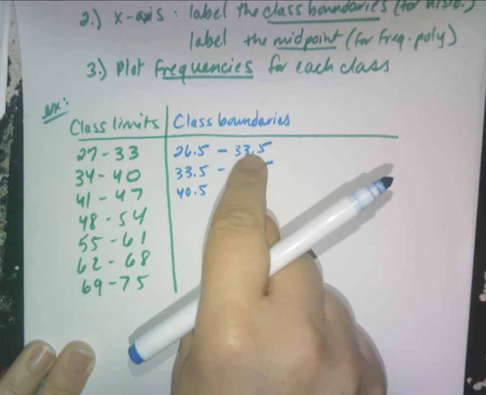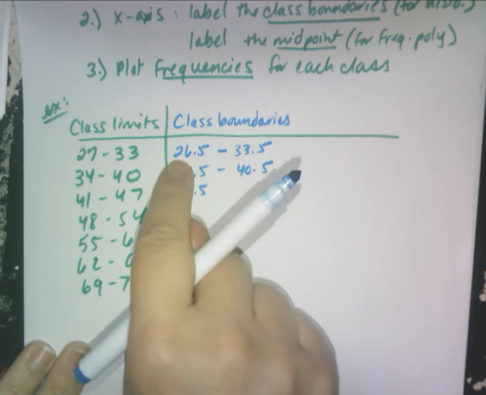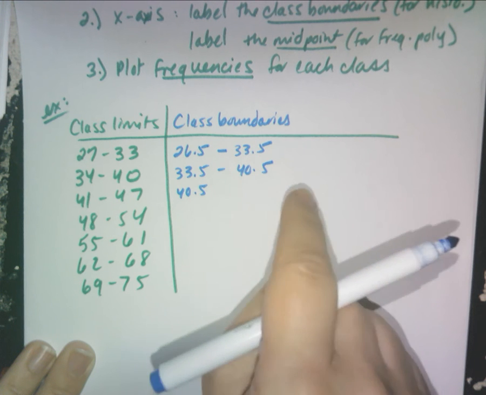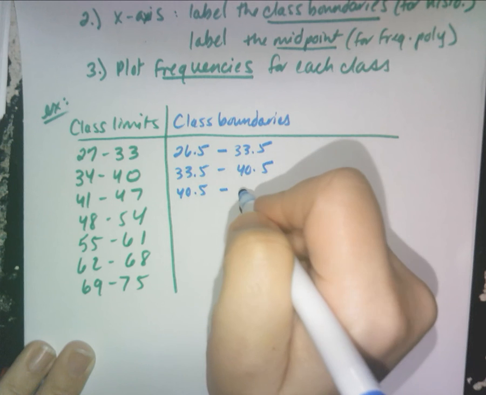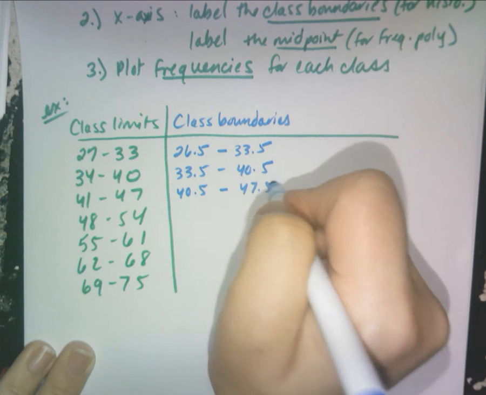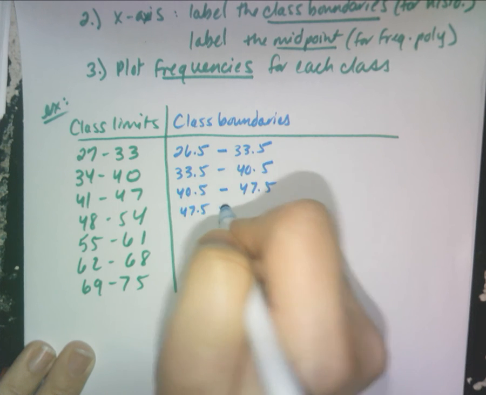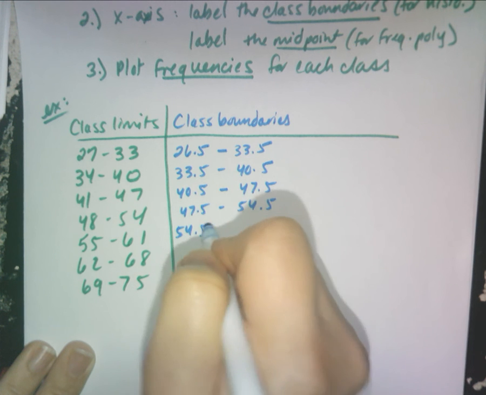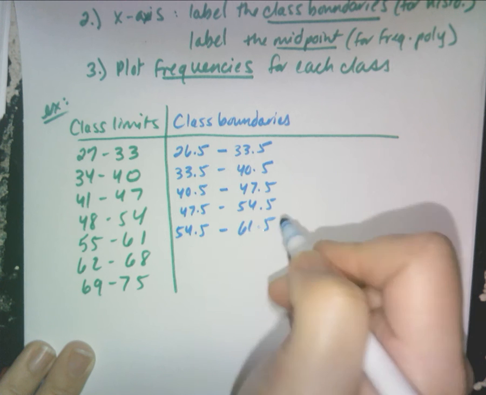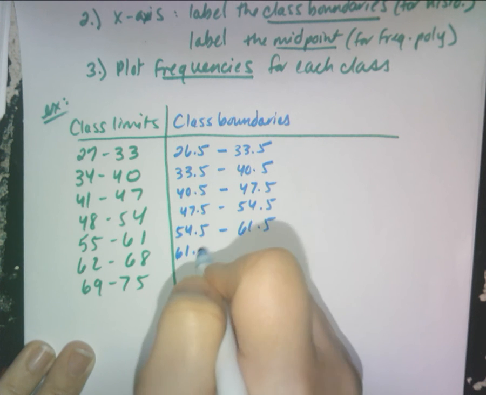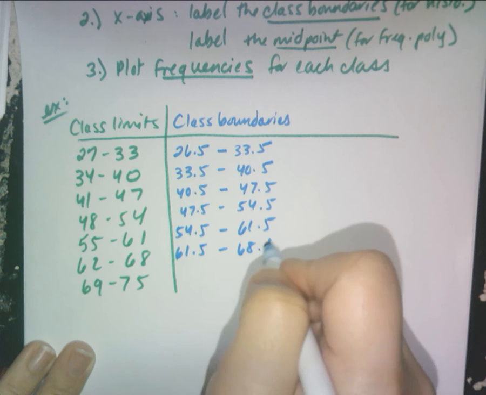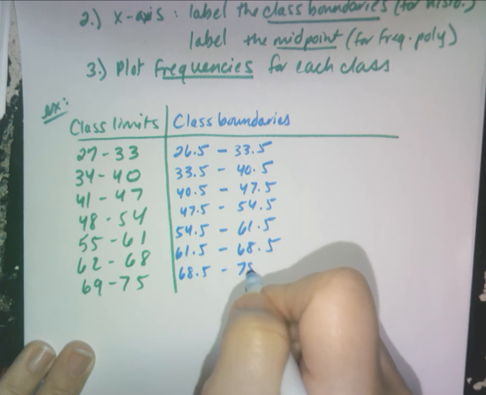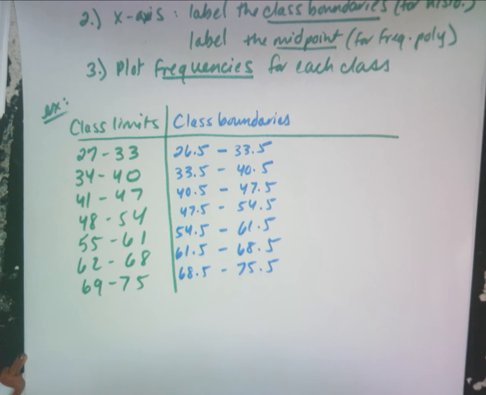Notice how whatever it ends here, it's ending here. Okay? For the boundaries, they're allowed to repeat. For the boundaries, they can repeat. 40.5 to 47.5. 47.5 to 54.5. So this part you have to do. Just know to round down, round up, round down, and round up, okay?